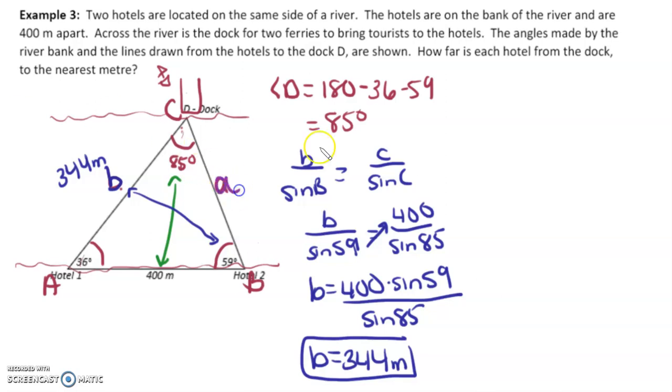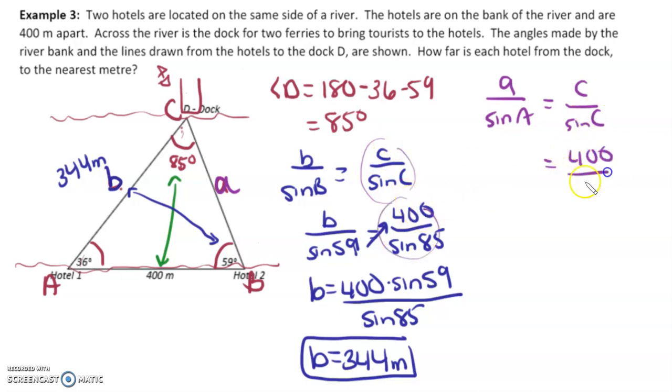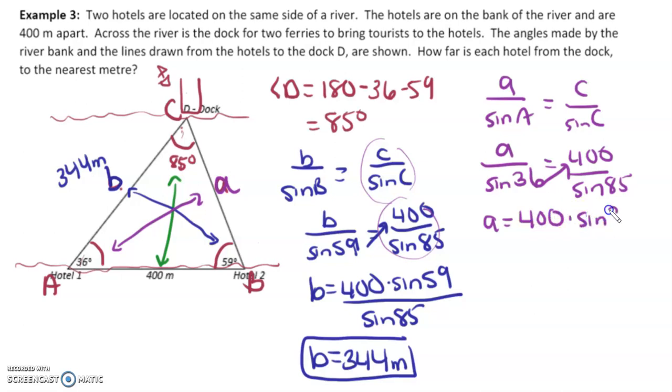Okay, let's do purple for A. So for A, I'm going to do A over sine A equals C over sine C. So we're using this one again. We can sub that right in, 400 over sine 85. If not, just refer back to the diagram and you can sub them in individually again. So we don't know A, but we know that the denominator is going to be sine 36. So A equals 400 times sine 36 over sine 85. And again, we can put this entire thing into our calculators, and we get 236 meters.